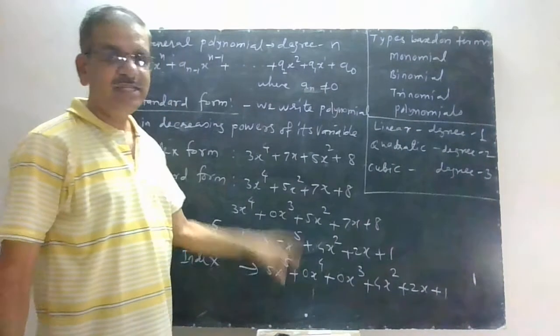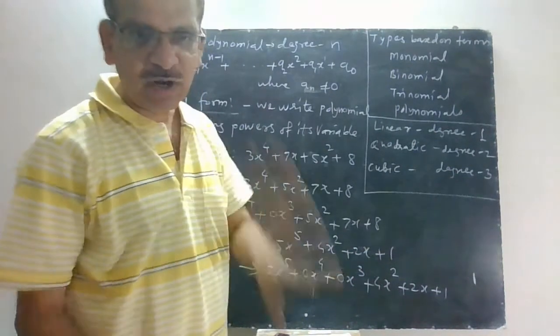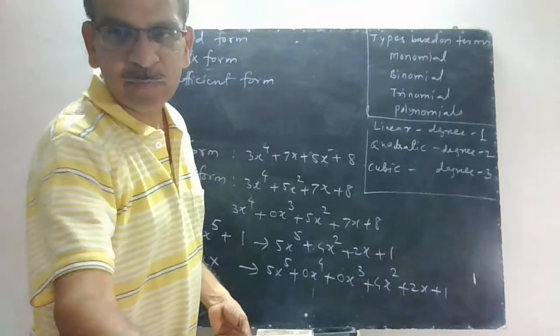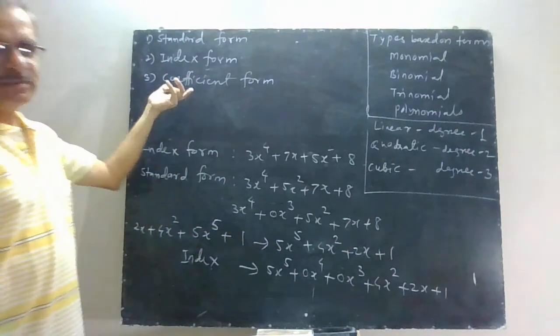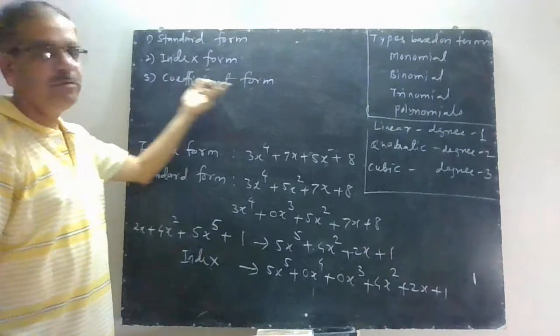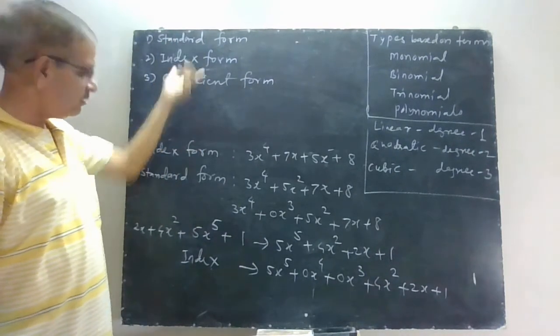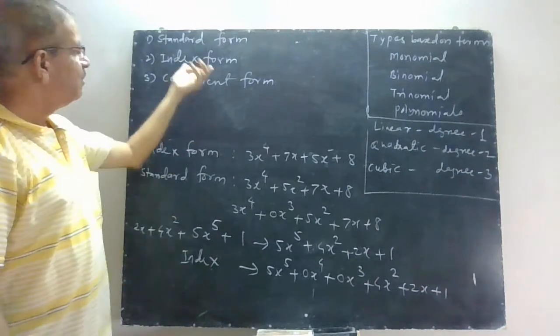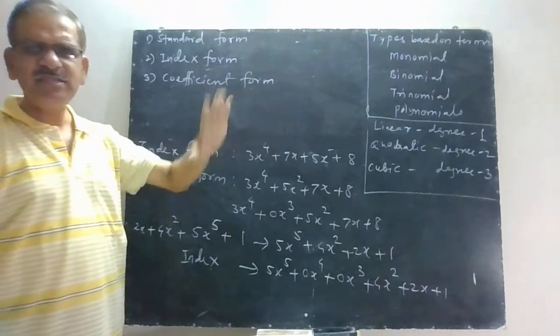If the maximum power is n, then it will contain n plus 1 terms. That is one observation we want to see. And now see the last type of writing a polynomial, that is called coefficient form. Well, you know what we mean by standard form. Then you have seen 2-3 examples where we write the index form, and now we write down the coefficients. It is a simple one.